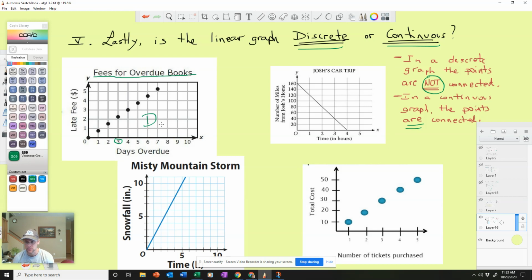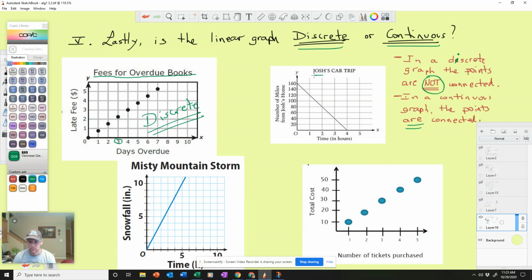Uh-oh, is discrete spelled with an I or an E? Hang on one second. I will confess I'm not the best at spelling. Let me make sure it's with an I. My apologies. D-I. All right, this is called a discrete graph. See, that's what you do when you don't know how to do something, look it up. Like I didn't know how to spell discrete right now, so I looked it up.